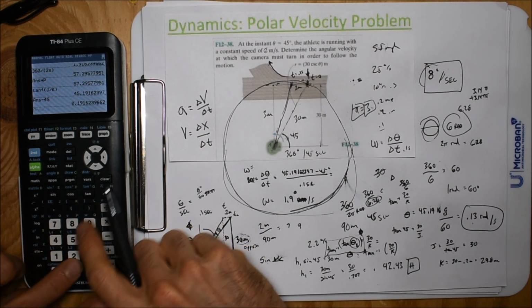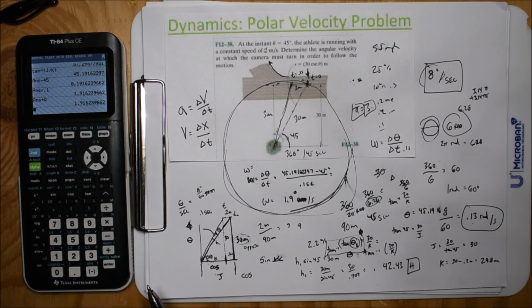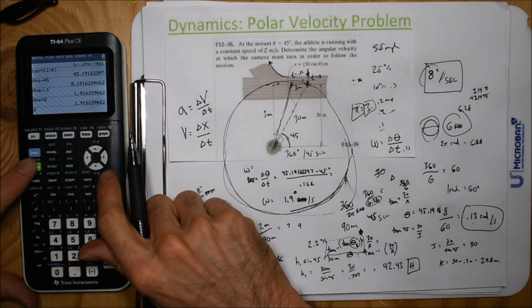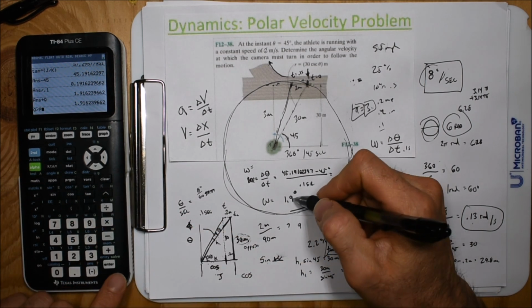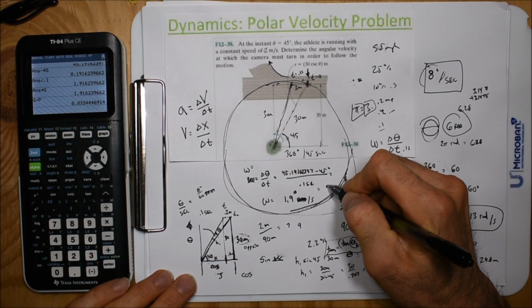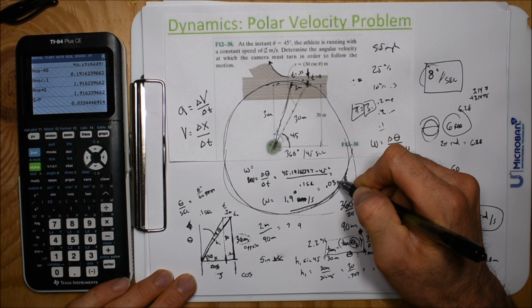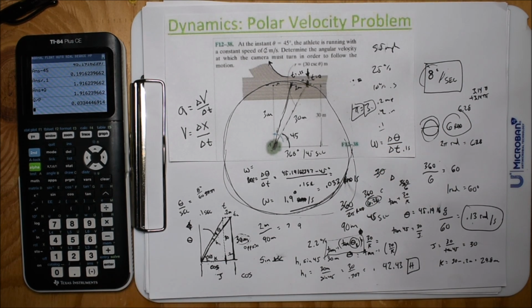Minus 45 divided by 0.1. We're going to store that as Q. So now we're going to take alpha Q divided by alpha P. So we're going to take this 1.9 degrees divided by, and we get 0.033 radians per second. So isn't that interesting?